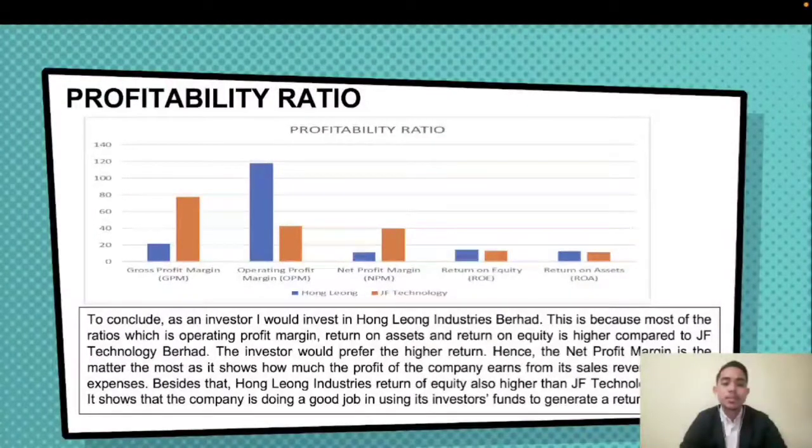The investor will prefer the higher return, hence the net profit margin matters the most, as it shows how much profit the company earns from its sales revenue after all expenses. Besides that, Hong Leong Industries' return on equity is also higher than JF Technology Berhad. It shows that the company is doing a good job in using its investors' funds to generate a return.